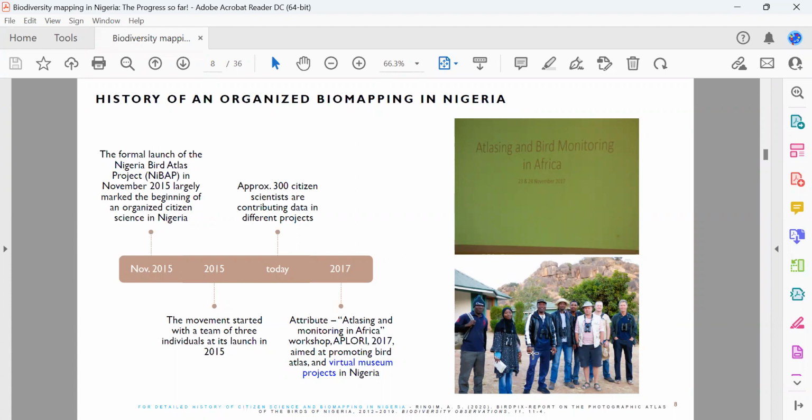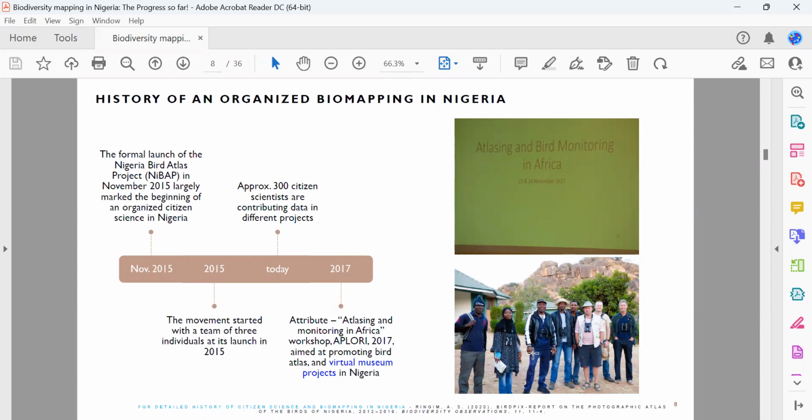But today, we have approximately 300 citizen scientists contributing data in different biodiversity or citizen science projects in Nigeria. Not only the Nigerian Bird Atlas project, but also on Virtual Museum, iNaturalist, and others. And what are the attributes of this? It is a result of the atlasing and monitoring workshop in Africa, which was conducted in 2017, which aimed at promoting bird atlas and virtual museum projects in Nigeria.